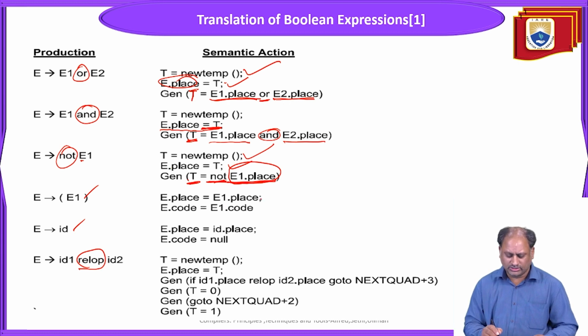Similarly here, parenthesis is just holding the place value and code value, but an identifier has only the place value, not the code value. Why? Because it is simply an identifier.